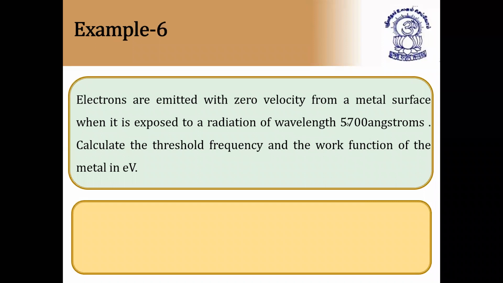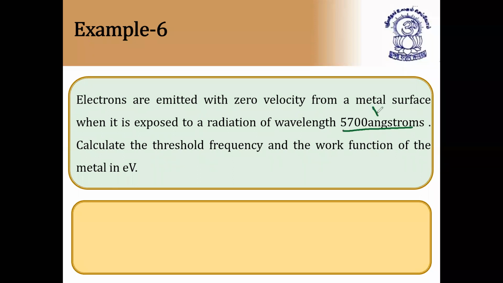Next question. Electrons are emitted with zero velocity from a metallic surface when it is exposed to radiation of wavelength 5700 angstroms. 5700 angstroms is given. Calculate the threshold frequency and work function of the metal. So first they have given the wavelength of the light. From the wavelength of the light we can find the frequency of the light and then the threshold frequency as well as the work function.